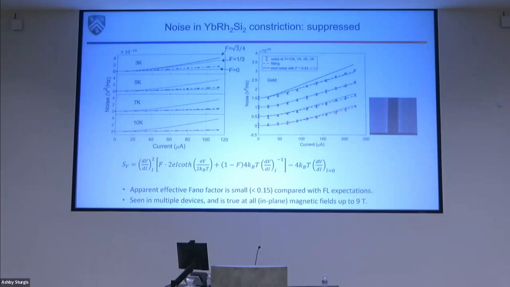And also, I plot the F equals 1/3 and F equals 0 situations. We can see that the noise is very close, actually more close to F equals 1. And it's in the range above 0.15, which means the shot noise is strongly suppressed. In the gold case, we found that it's much closer to 1/3, basically. So it implies there is probably a well-defined quasiparticle. We still need to assess.